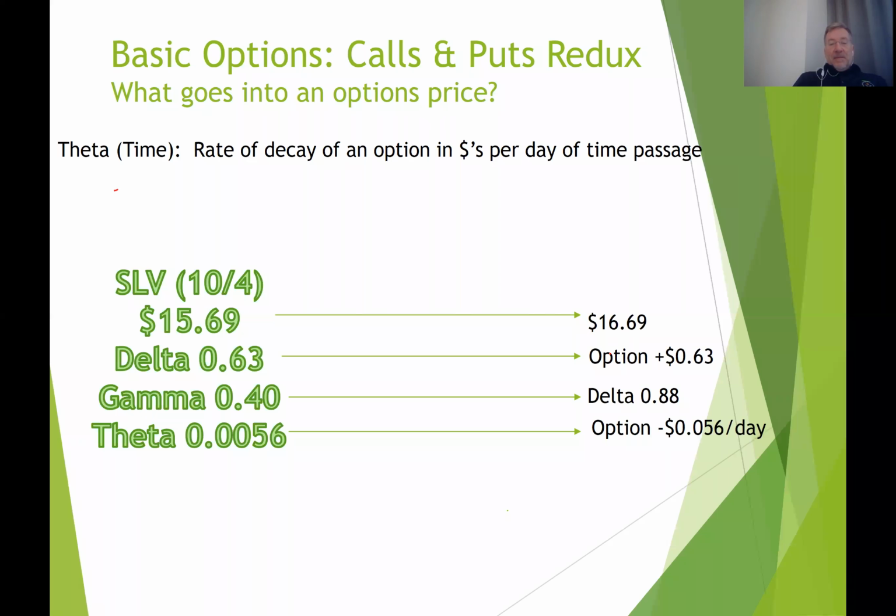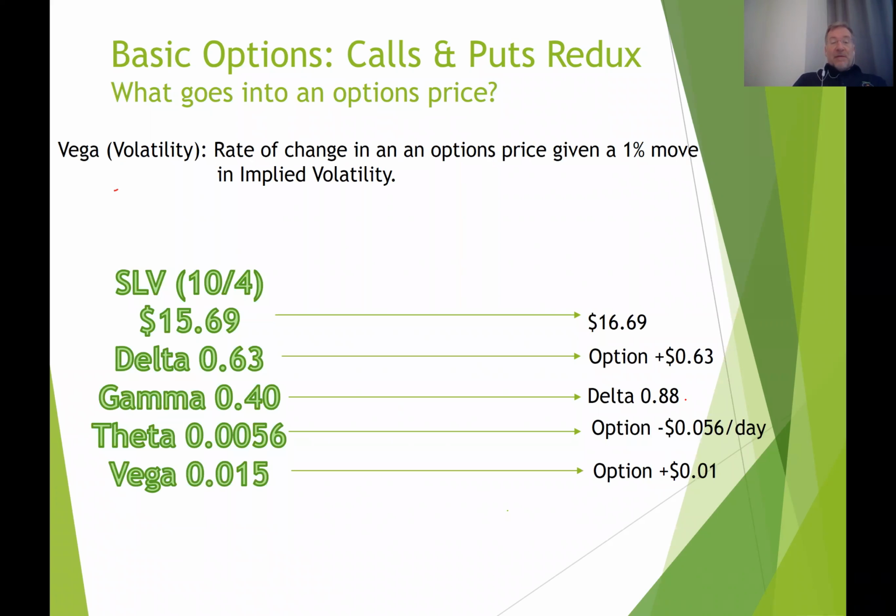If you go to theta, this is also going to affect the options price. The theta of this particular option was 0.0056. That means that in one day, it is going to lose half a cent. I'm missing a zero here. It's going to lose half a cent. So do we really need to think about theta in this case? No, not really.